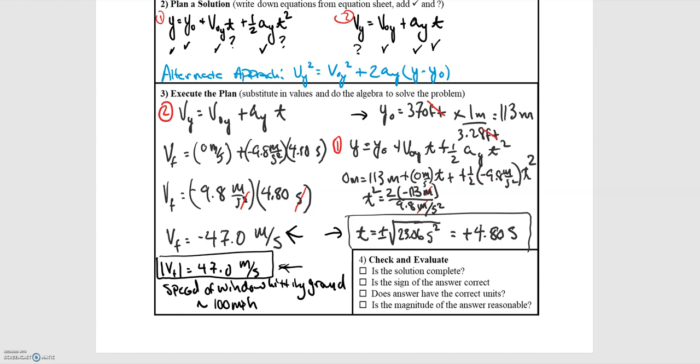So to check everything, we solved for both quantities that we were asked to. The signs are both positive as expected. The units are good with meters per second for speed and seconds for time. And the magnitude of 47 meters per second is roughly 100 miles an hour. And so for skydivers in free fall, they're going a little over 100 miles an hour, so this seems like a reasonable result.